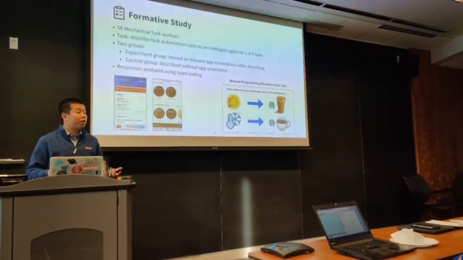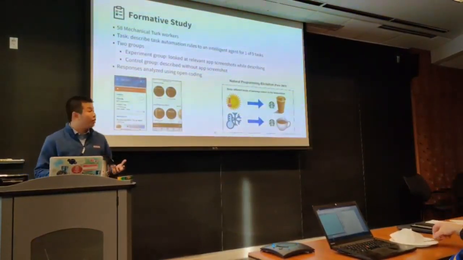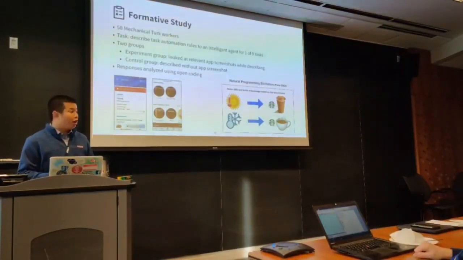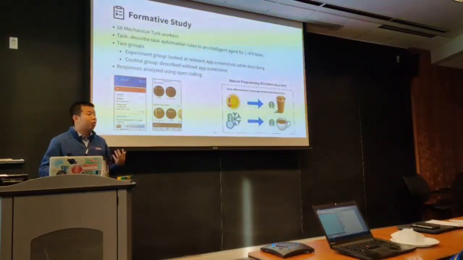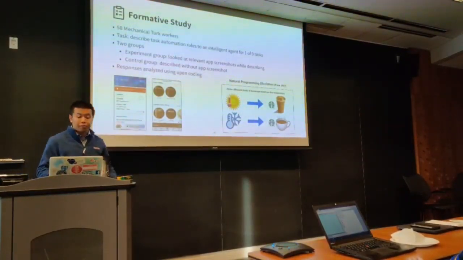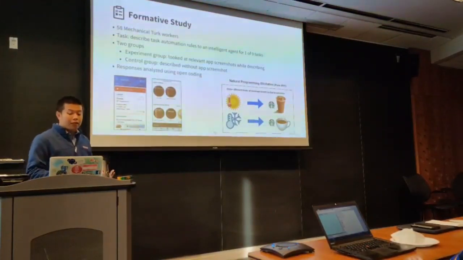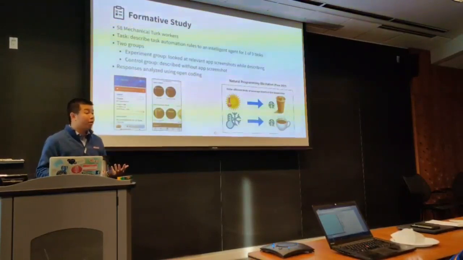We divided the workers into 2 groups. The experiment group were shown the screenshots of relevant mobile apps, such as, for example, Starbucks and weather apps. And the control group didn't see any screenshots. They only saw the prompts. Our hypothesis is that app screenshots can help users with describing the task.